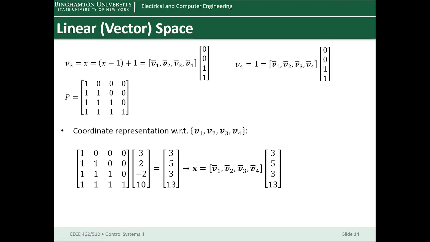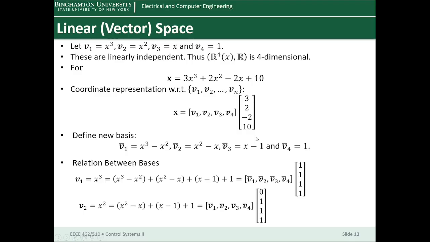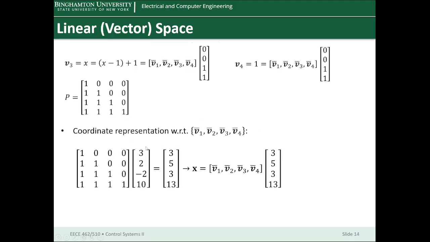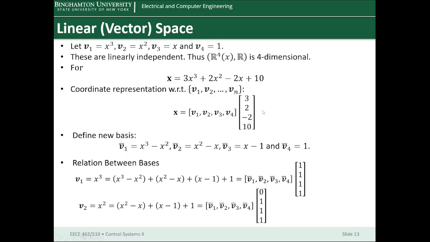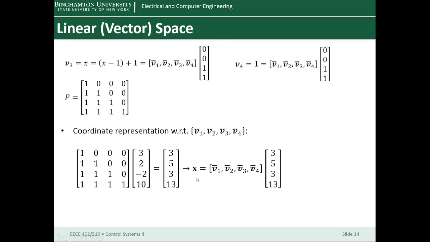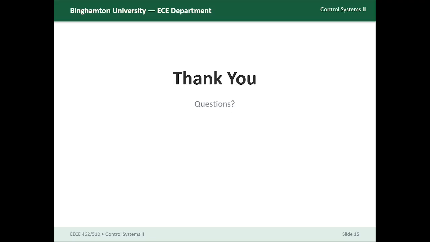Then we can easily define the coordinate representation with respect to v bar with this P, because here we have the coordinate representation in v, then the coordinate representation in v bar is P multiplied by the coordinate representation in v, and then x bar is equal to v bar 1 to v bar 4 multiplied by the vector 3, 5, 3, 13. That's interesting. We define a polynomial with a vector. I think this is a good point to stop.